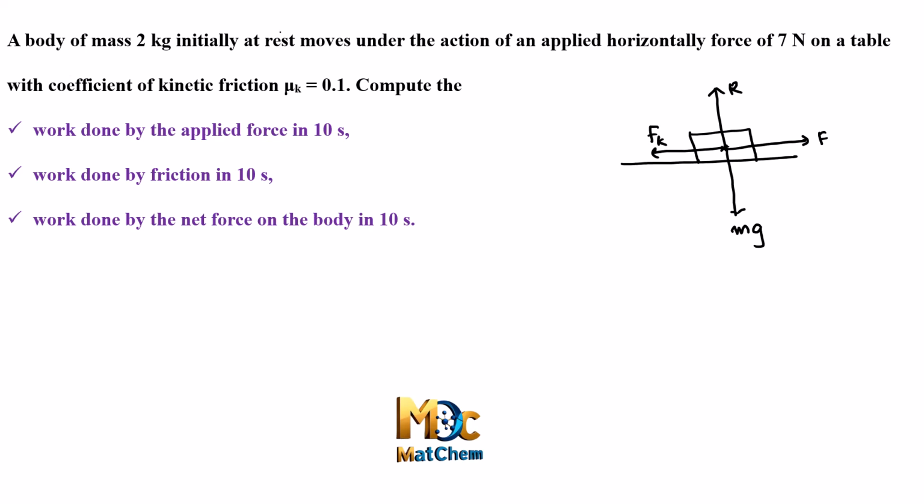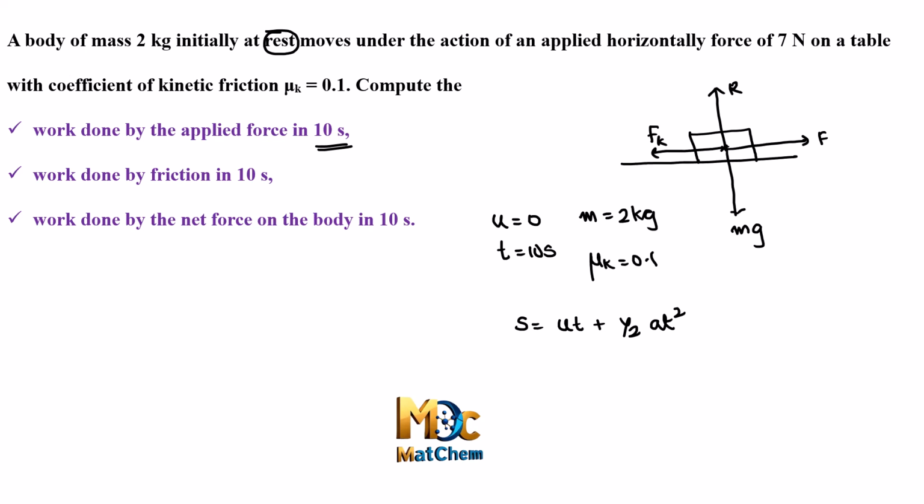They are telling us that the body of mass is starting from rest. That means u is equal to 0. The time is equal to 10 seconds, so t is equal to 10 seconds. The mass is given as 2 kilogram, and the coefficient of kinetic friction, mu k, is equal to 0.1. Here, we know that displacement S is equal to ut plus half at square. We know the initial velocity and the time, but we don't know the acceleration.